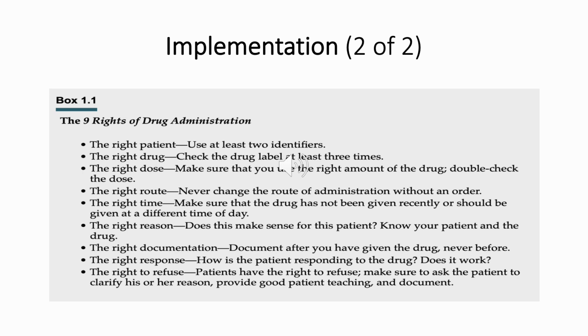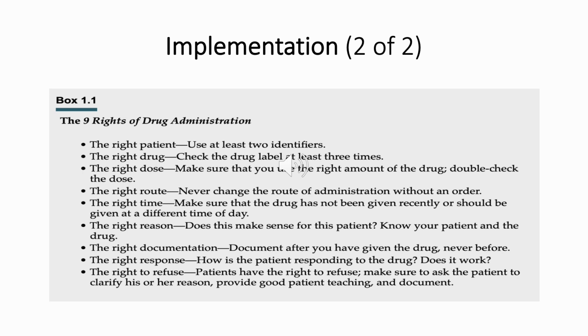The 9 rights of drug administration, a major strategy for giving drugs to patients, is called the 9 rights of drug administration. There are 9 commonly recognized rights of drug administration that the nurse must always keep in mind. The first right, the right patient. Use at least 2 patient identifiers. The second right, the right drug. Check the drug label at least 3 times to confirm that it is the right drug.